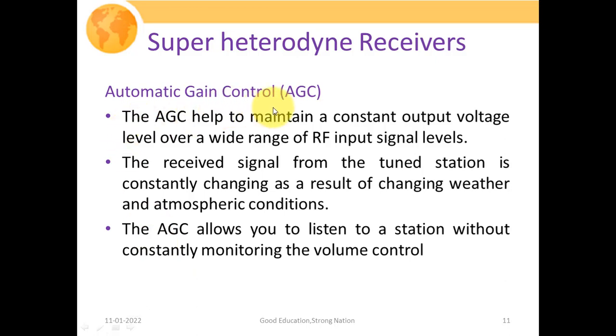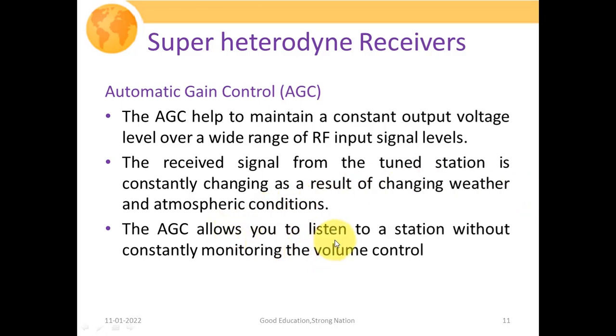Next is your automatic gain control. The application of automatic gain control we have already discussed. The AGC helps to maintain a constant output voltage level over a wide range of varied RF input signal levels. One more important point is that the received signal from the tuned station is constantly changing as a result of changing weather and atmospheric conditions. Since channel conditions are quite dynamic, and due to the movement of the user also, we have constantly changing signal reception quality. So it tries to nullify that effect and provides the user much better signal quality reception.